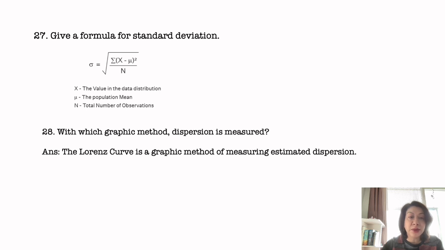Standard deviation is equal to root over of summation (X minus mu) whole thing square divided by N, where capital X is the value of the data distribution, mu is the population mean, and N is the total number of observations. Question number 28. With which graphic method dispersion is measured? Lorenz curve is a graphic method of measuring estimated dispersion.